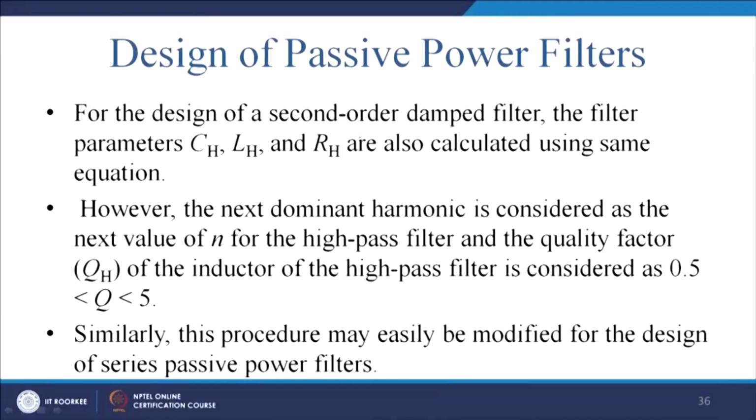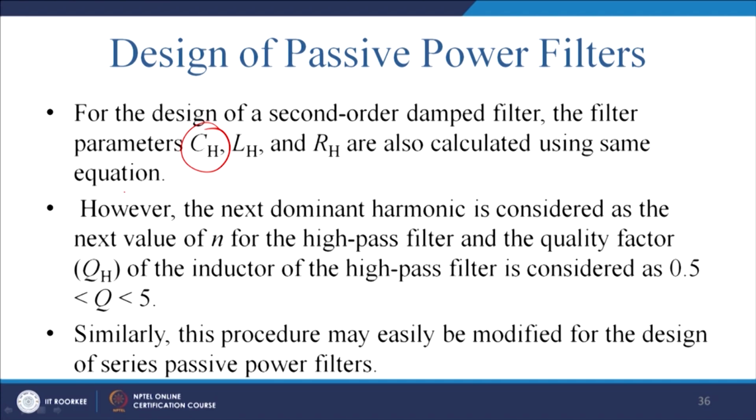Now, for designing the second order damped filter, it generally is required to be tuned and it should be optimally damped. That means it is very close to critically damped. We should not have over damped entities, as that will make the system sluggish. The response time will be slow. For the second order damped filter, the filter parameters CH, LH and RH are also calculated by using the same equations.